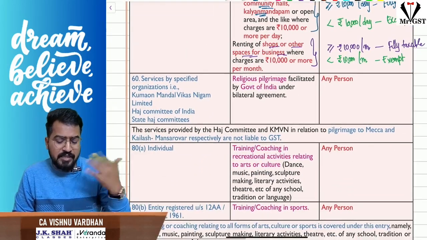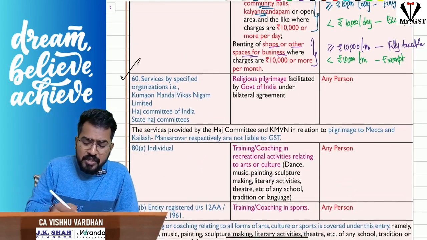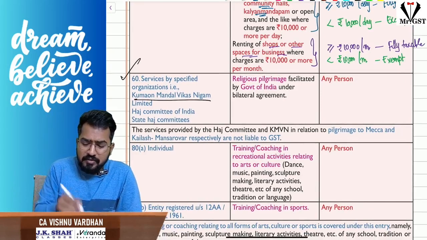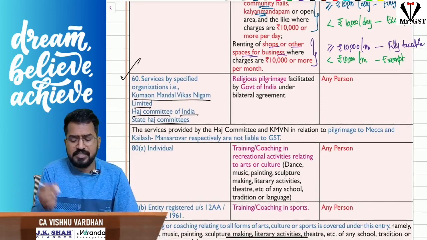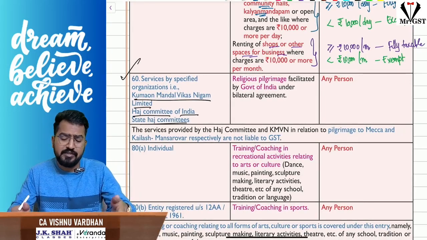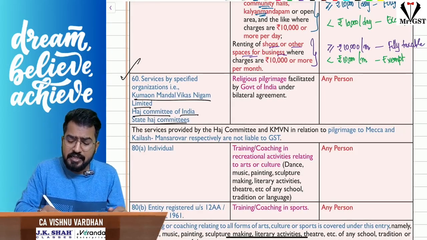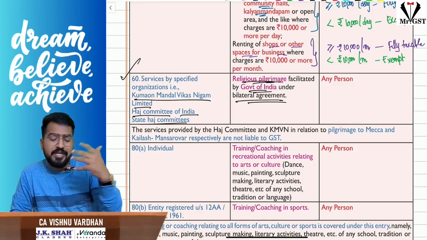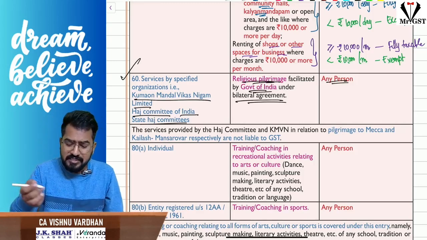Next, sir, the next entry is related to services provided by Kumaon Mandal Vikas Nigam Limited or the Hajj Committee of India or State Hajj Committees. What are they providing? The service they are providing is conducting religious pilgrimages which are facilitated by the Government of India under a bilateral agreement to any person. That is exempt under GST.